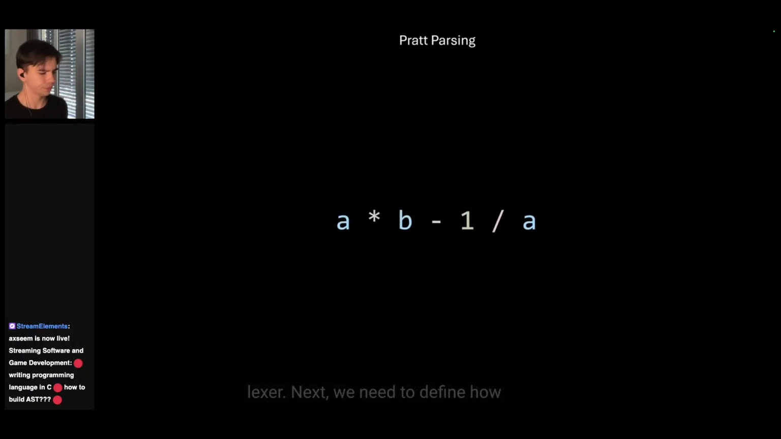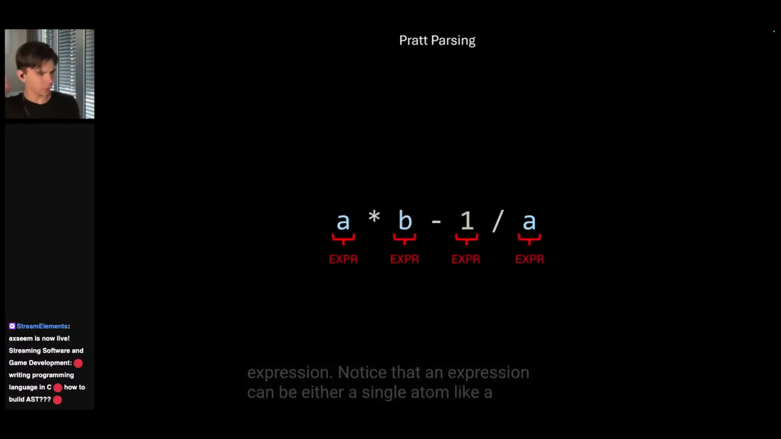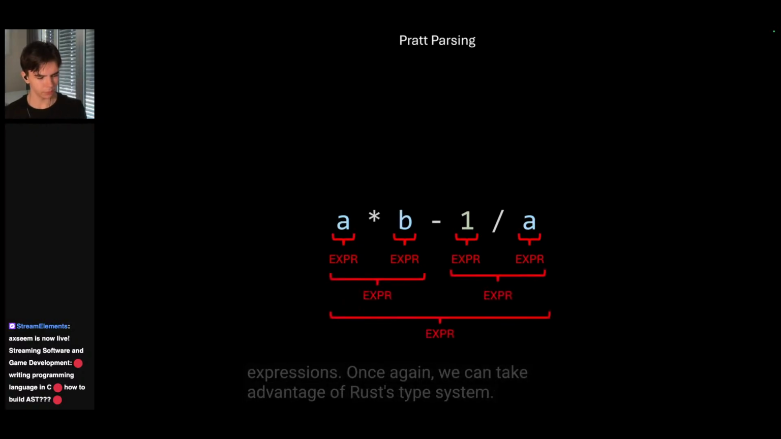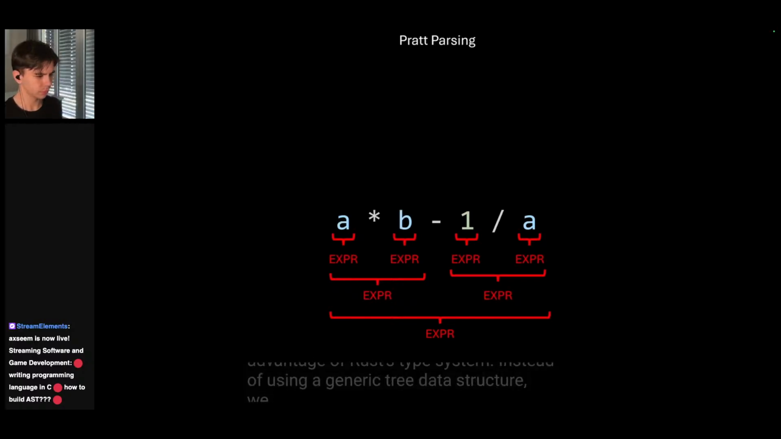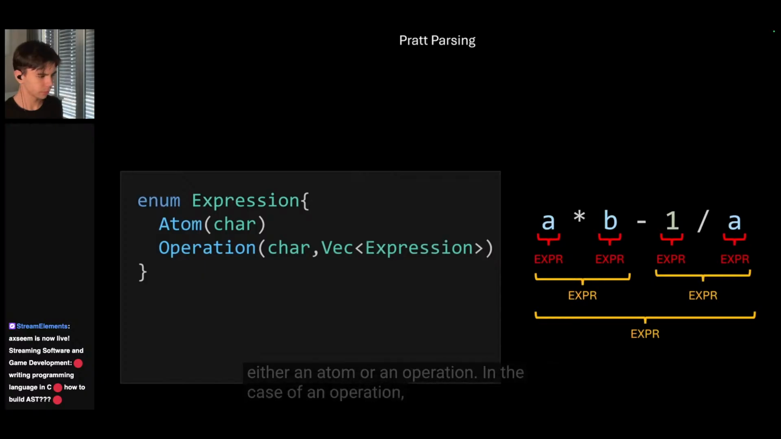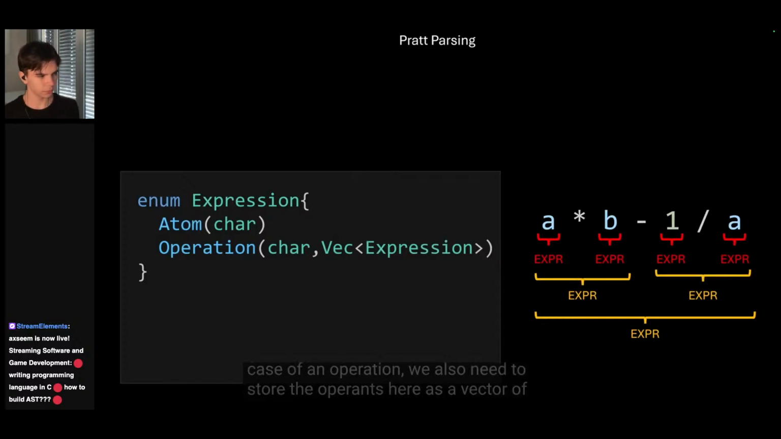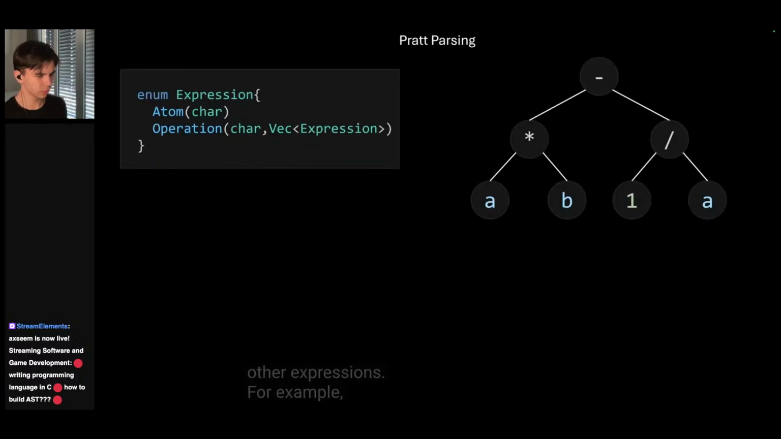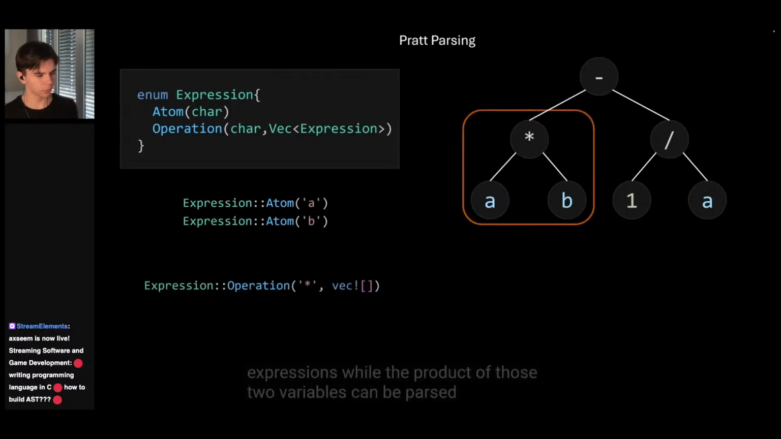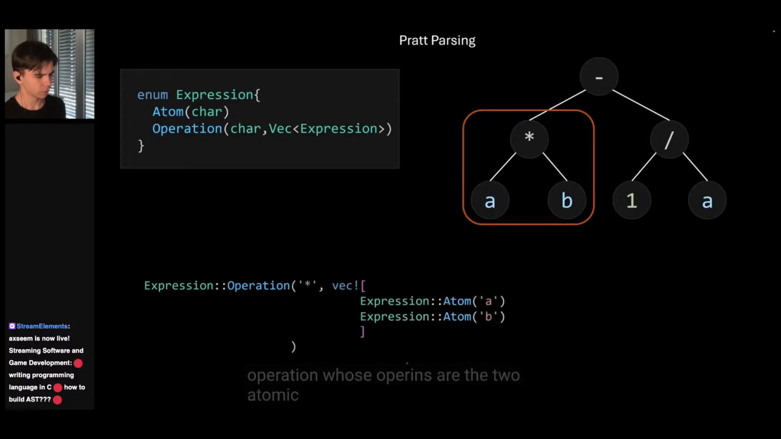Next, we need to define how the tree will represent the parsed expression. Notice that an expression can be either a single atom, like a number or a variable, but it can be also an operation between other expressions. Once again, we can take advantage of Rust's type system. Instead of using a generic tree data structure, we define an expression enum that can be either an atom or an operation. In the case of an operation, we also need to store the operands, here as a vector of other expressions. For example, the variables in the expression can be parsed as atomic expressions, while the product of those two variables can be parsed as an operation, whose operands are the two atomic expressions we just parsed.